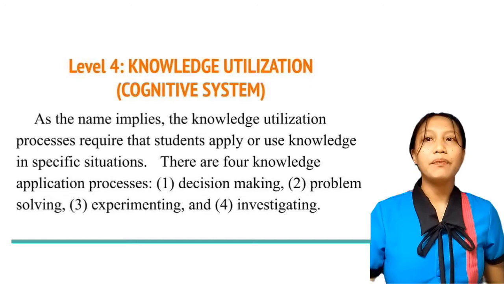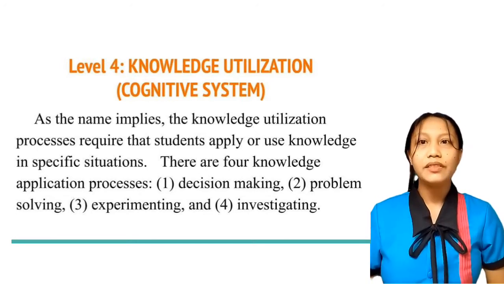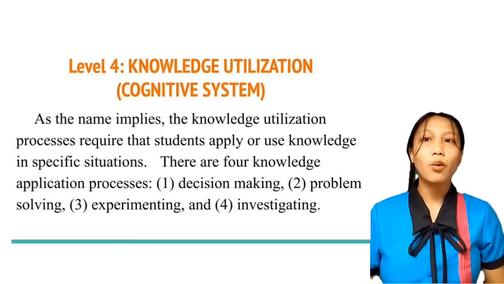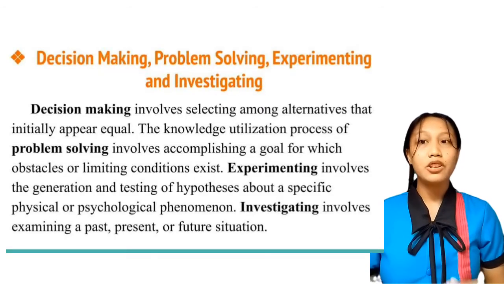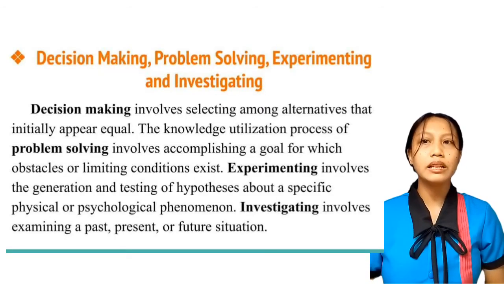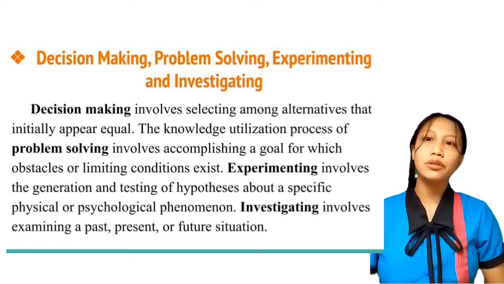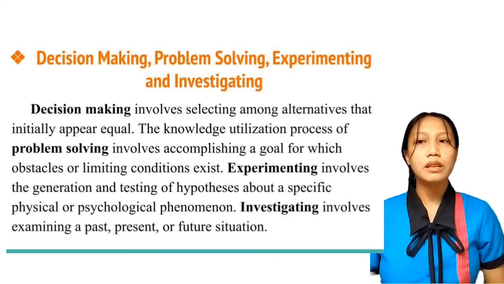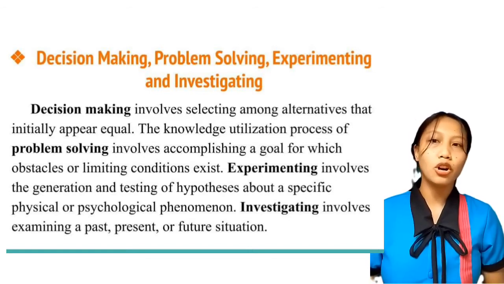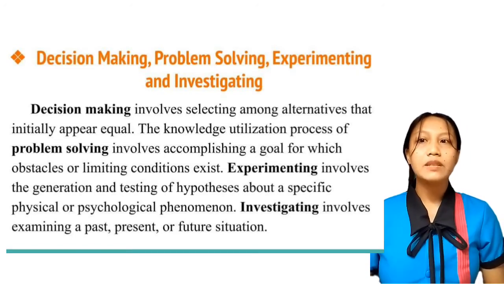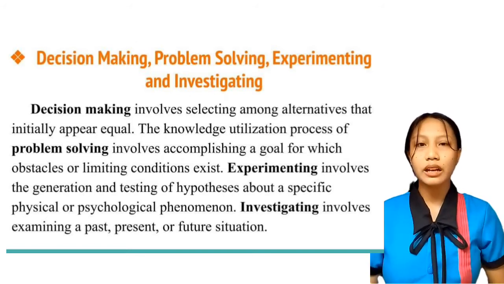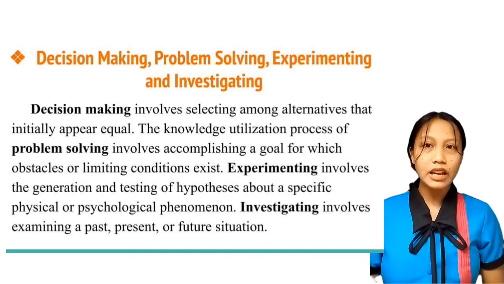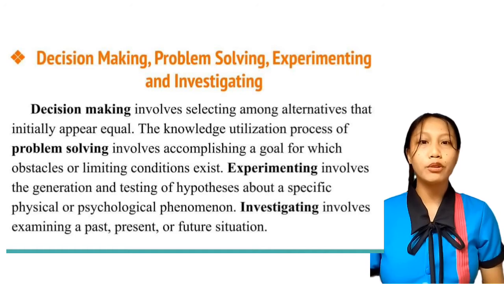Level 4 is knowledge utilization. As the name implies, the knowledge utilization process requires the students to apply or use knowledge in specific situations. There are 4 knowledge application processes. Decision making involves selecting among alternatives that initially appear equal. The knowledge utilization process of problem solving involves accomplishing a goal for which obstacles or limiting conditions exist. Experimenting involves the generation and testing of hypotheses about a specific physical or psychological phenomenon. And last is investigating, which involves examining a past, present, or future situation.